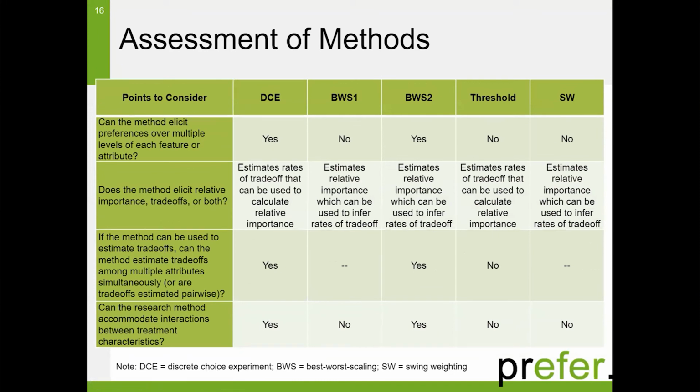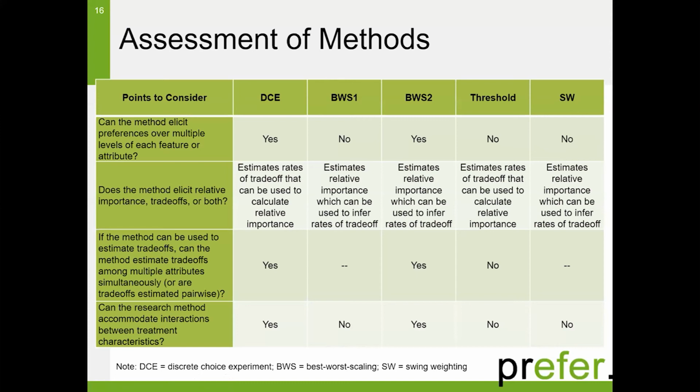When we look at the remaining 4 points to consider, in general, best-worst scaling case 1, threshold, and swing weighting estimate preferences for each attribute or a single change in the levels of each attribute. In contrast, discrete choice experiments and best-worst scaling case 2, again, because they are profile methods, almost always elicit preferences for more than 2 levels of each attribute. DCE and threshold technique tend to estimate the rates of trade-off first and then use that information to calculate relative importance, whereas swing weighting and best-worst scaling 1 tend to do it the other way around.